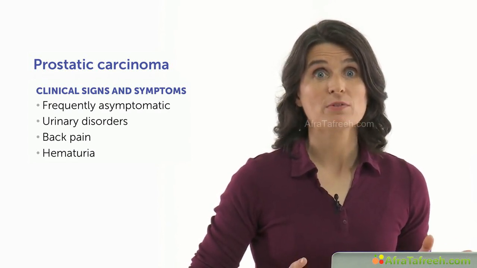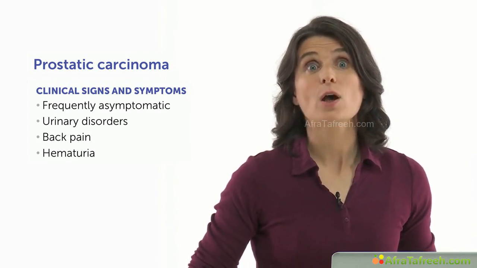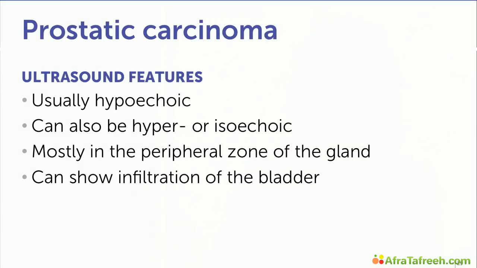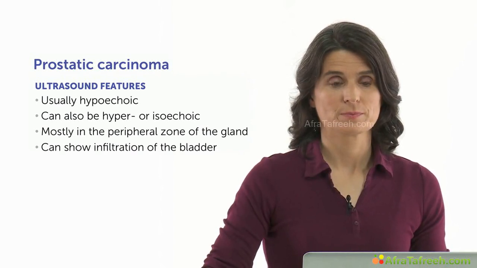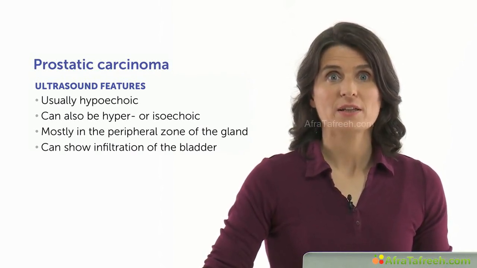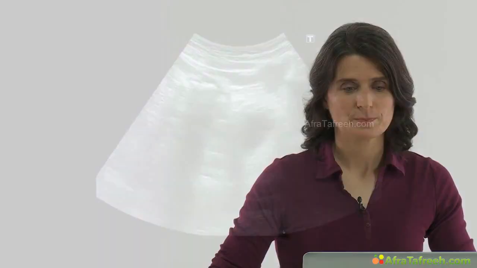Advanced cases can show up even with bone pain due to metastasis, with anemia, weight loss, and a feeling of weakness. The prostatic carcinoma in ultrasound is usually a hypoechoic, inhomogeneous lesion, but it can also be hyper- or even isoechoic. It is found mostly in the peripheral zone of the gland. The most important thing is that any lesion in the area of the prostate needs further urologic diagnostics. But let's take a look at a suspicious prostatic lesion over here.